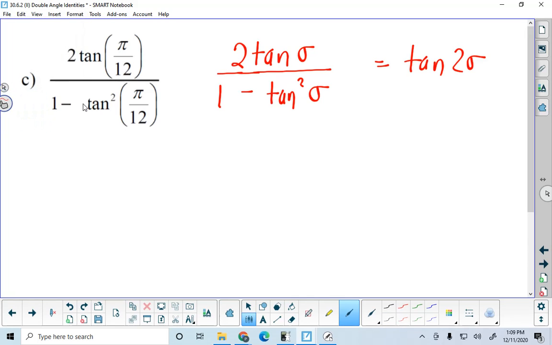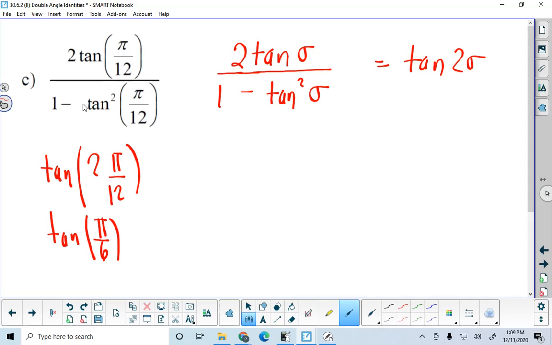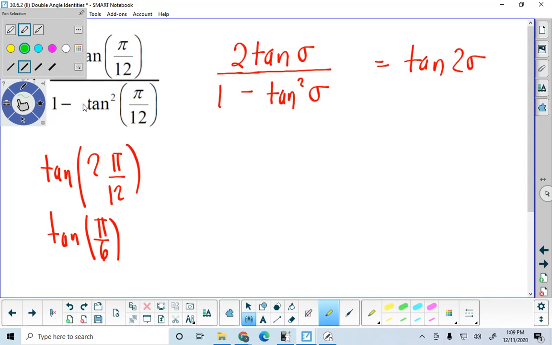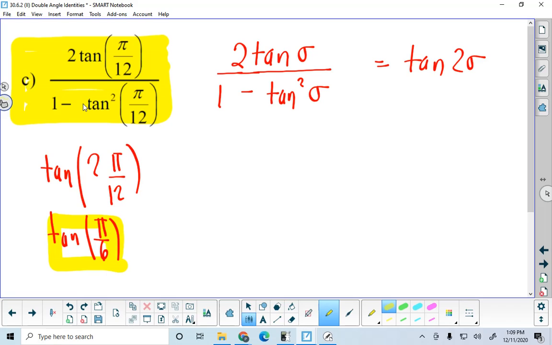So what that means is that 2 tan pi over 12 over 1 minus tan squared pi over 12 would be tan of 2 times pi over 12, which is tan of pi over 6. And I won't bore you with doing it again. It's interesting. This thing, if you could be bothered to put it into your calculator, is exactly equal to tan of pi over 6. So any questions with using those identities in that fashion for the first example, A, B, and C?